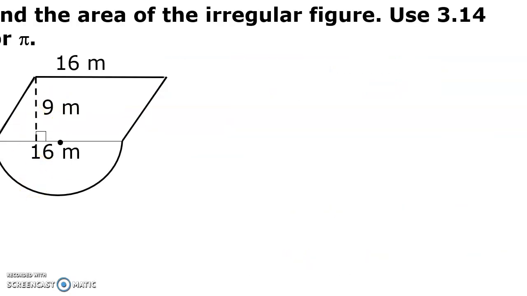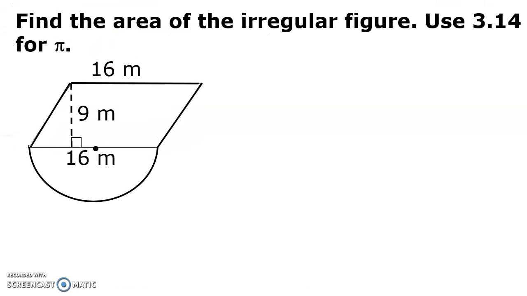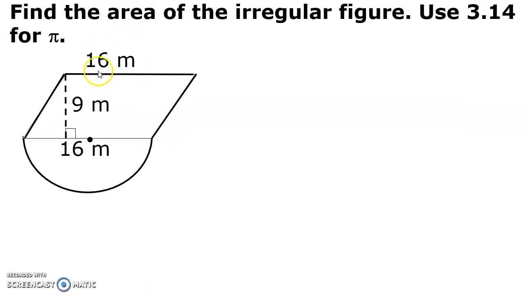So here, I want you to start back up with taking notes. So we have this irregularly shaped figure here. If I look very carefully, I have this figure right here, which is a half circle, and then I have this parallelogram. So we're going to find the area of the parallelogram, then the area of the circle, and then we're going to put the two together.